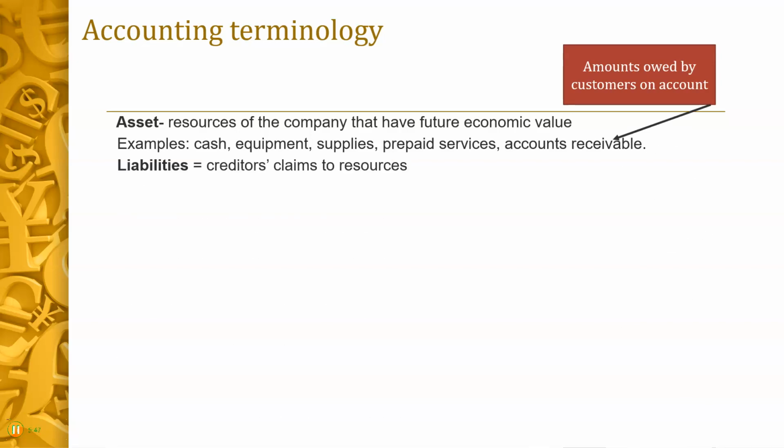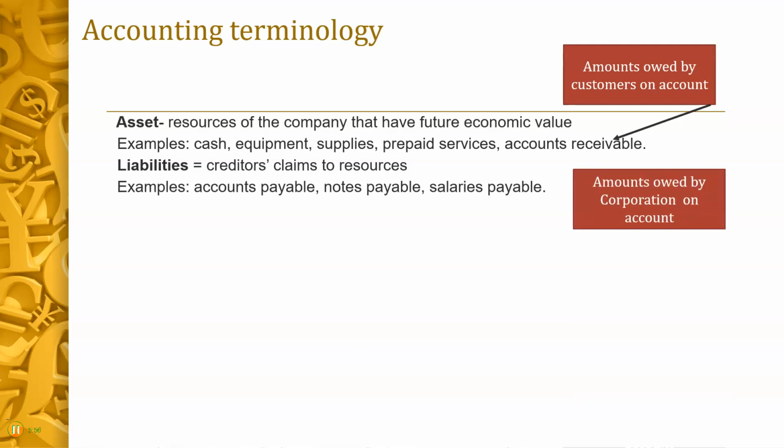Liabilities. These are creditors' claims to resources. These are usually pretty easy, and those would be accounts payable, notes payable, or salaries payable. Now, accounts payable is when we buy something from someone else and we tell them we're going to pay them in 15 days. That's what creates an accounts payable.